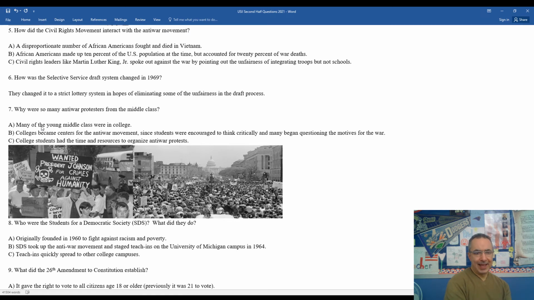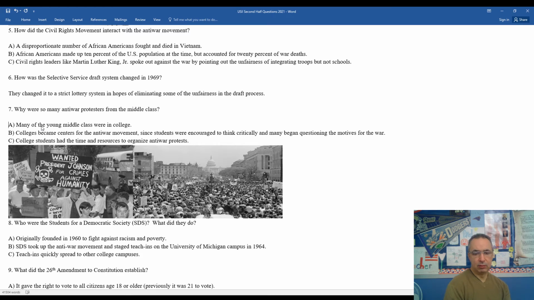Seven, why were so many of the anti-war protesters from the middle class? Well, many of your young middle class citizens were in college, and when they would go to college, they'd become a little bit better educated about the geographical nature of Vietnam, the rationale for why we're there, and the reason why we continue to fight there, even though it was kind of a losing campaign. Colleges became the center for the anti-war movement.